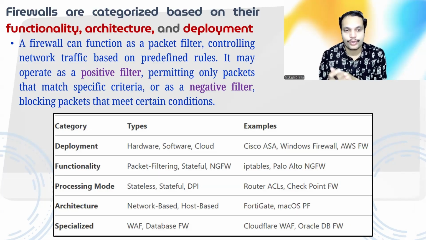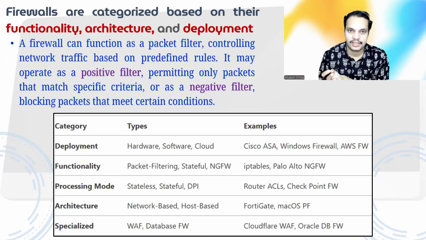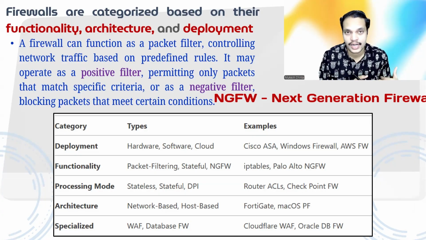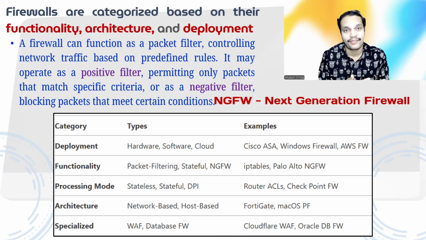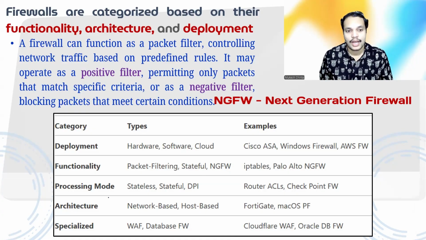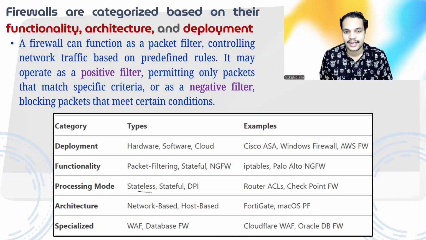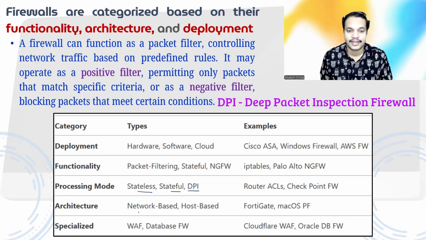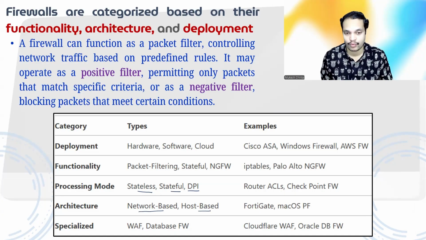This table is going to show you the different ways of categorizing firewalls and the types based on each category. Let's see. Based on deployment, you can have a hardware firewall, software firewall, or a cloud-based firewall. Based on the kind of functionality, what it does, you can call it a packet filtering firewall, a stateful firewall, or a next generation firewall. Based on the processing, you can call it a stateless, stateful, or a deep packet inspection firewall. According to the architecture, you can call it a network-based firewall or a host-based firewall.